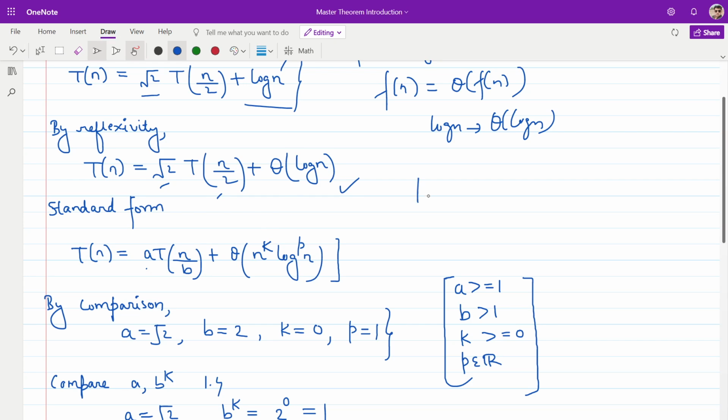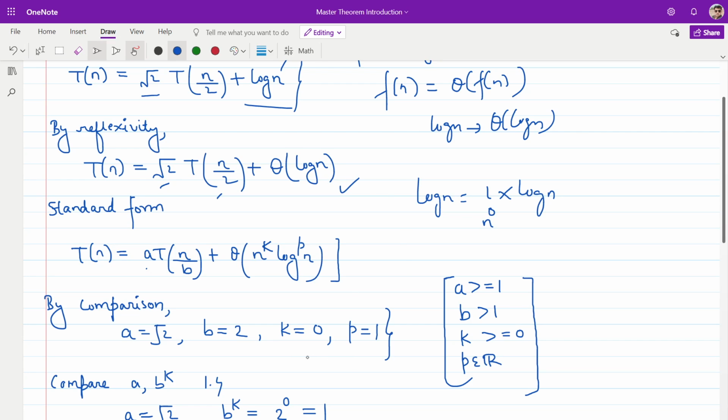Why? Because I can write log n to be equal to 1 multiplied by log n. Okay, and this 1 can be written as n to the power 0. So by direct comparison, what we find out is that the value of k is equal to 0 and the value of p is equal to 1, right?